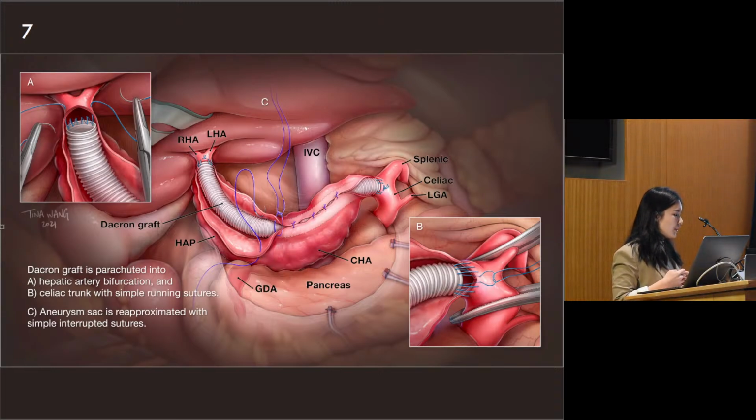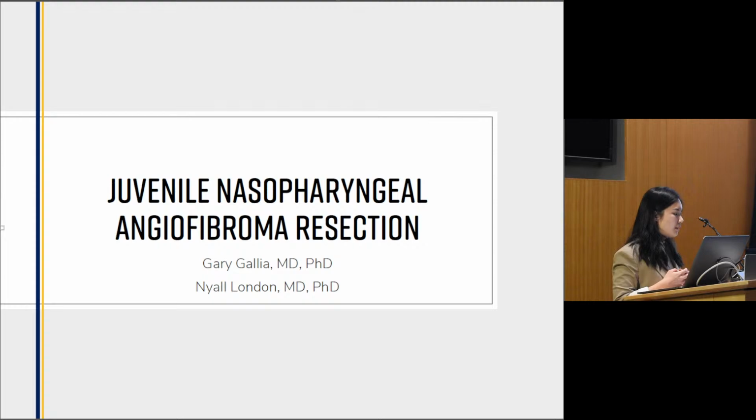So the second surgery I'm presenting today is a juvenile nasopharyngeal angiofibroma resection. Thank you so much, Dr. Gallia and Dr. Linden, for the opportunity to observe the surgery and for your feedback during the illustration process. Juvenile nasopharyngeal angiofibroma is a locally aggressive, histologically benign vascular neoplasm that occurs almost exclusively in adolescent males.